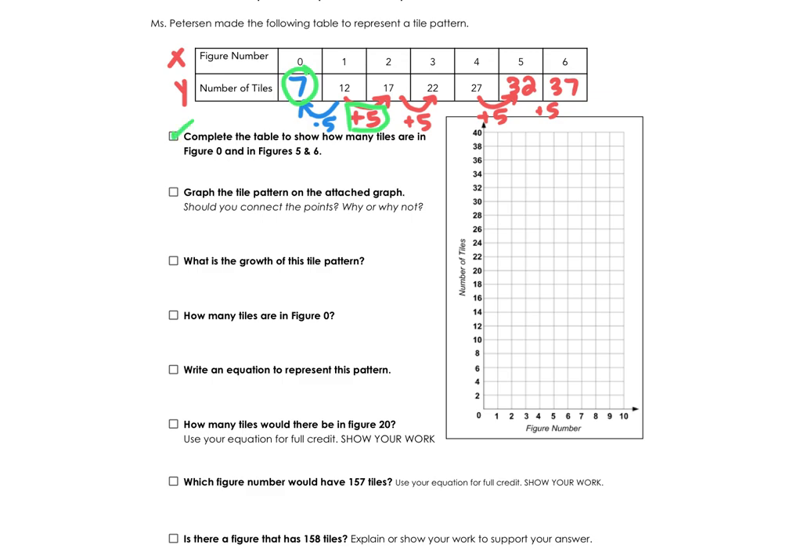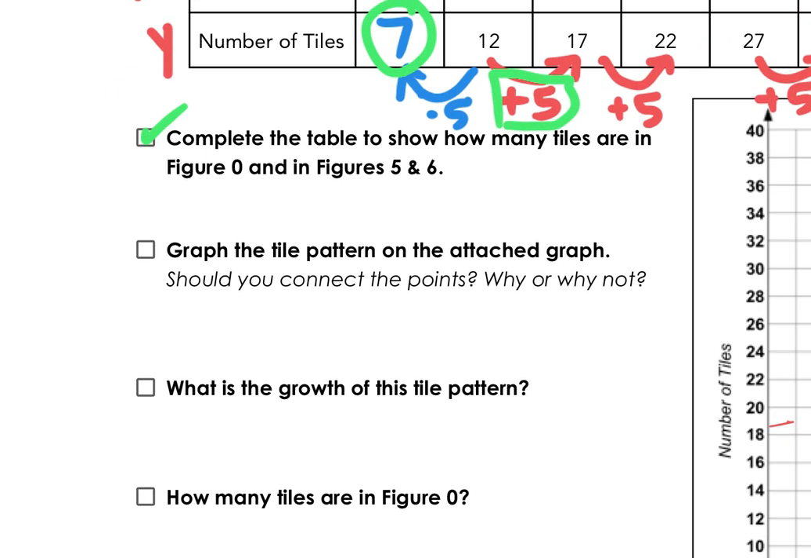It says graph the tile pattern on the attached graph. Should you connect the points? No, we are not going to, because it is discrete. We're just going to write that here. All tile patterns are discrete.